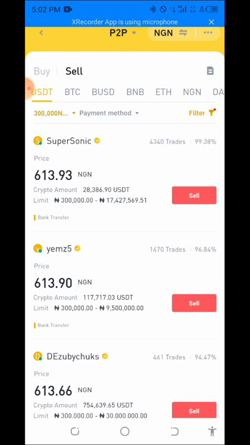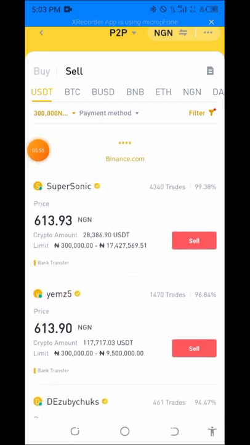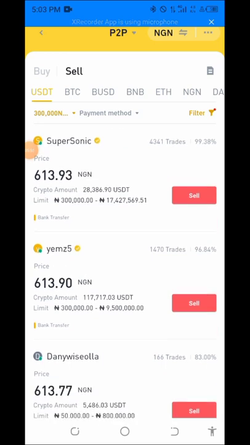You might end up selling your funds at a very low rate. This is the normal rate. But some merchants are kind of scamming. They will scam you indirectly, and once you're not mindful, you can end up selling your funds and releasing it to them.